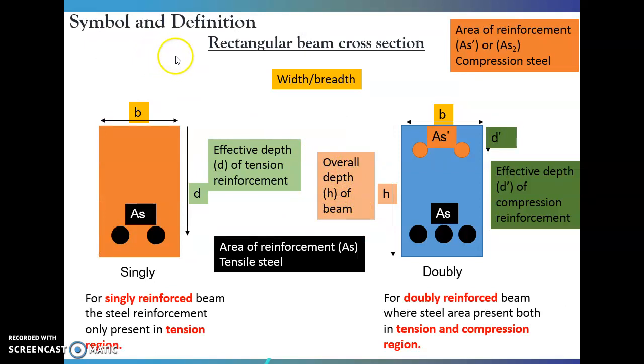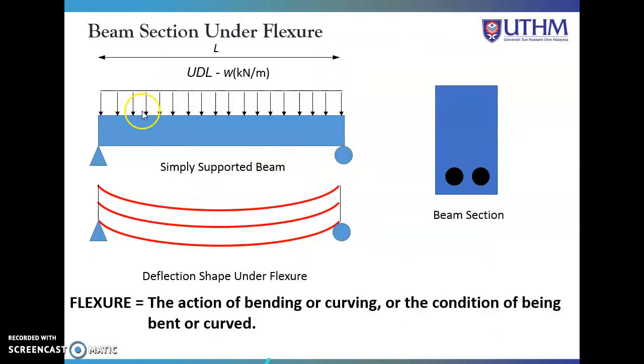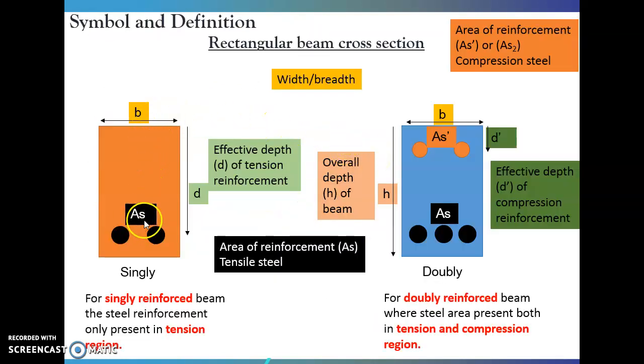So we proceed with the rectangular beam cross section. As shown here, we have a simply supported beam, and a beam cross section. Here I will show you the difference between the singly reinforced beam and the doubly reinforced beam. For the width or breadth, both cases are the same. Both will have the overall height and the effective depth, which is from the top of the beam until the middle of the main steel bar.